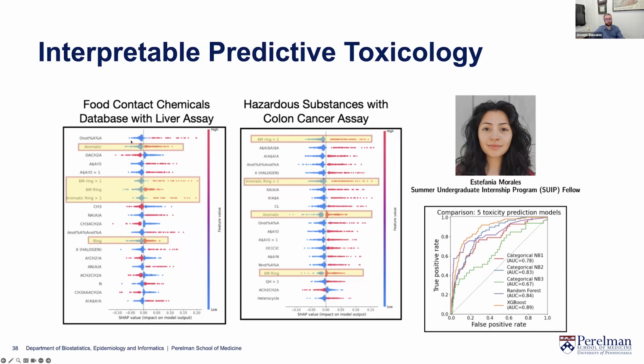So for example, we're seeing that a lot of characteristics related to aromatic rings are showing up in these machine learning experiments for, in this case, food contact chemicals activating a liver-based assay, or this list of general hazardous substances provided by the EPA and colon cancer sensitivity. We see that they tend to be focusing on the presence of aromatic rings, and that was a very common thing that we saw. And we've released the code for doing this, and it's freely available on GitHub if people want to apply it to their own chemical data sets.